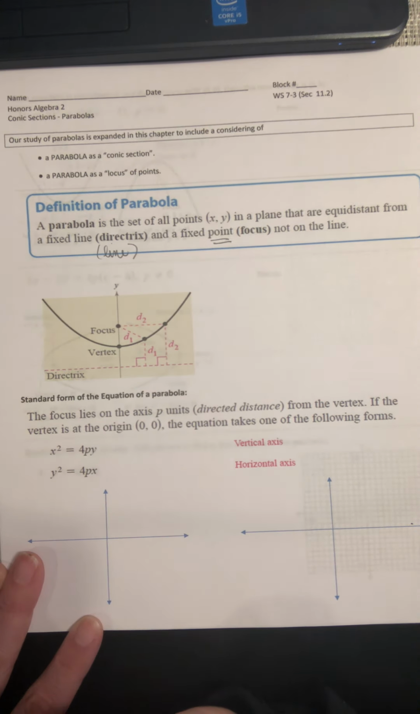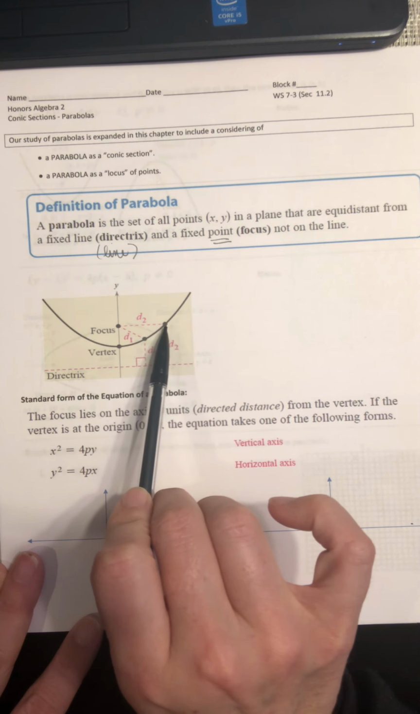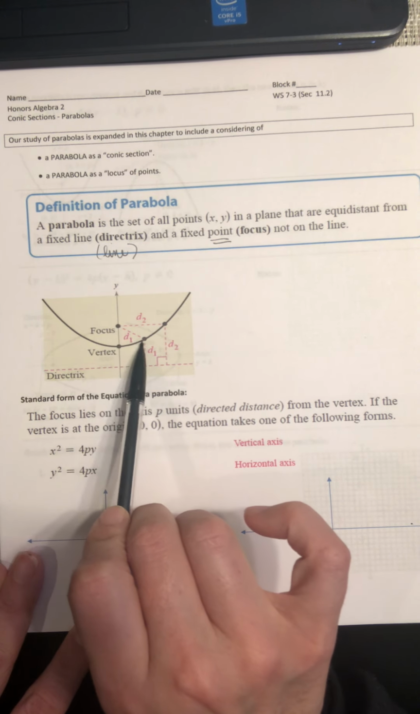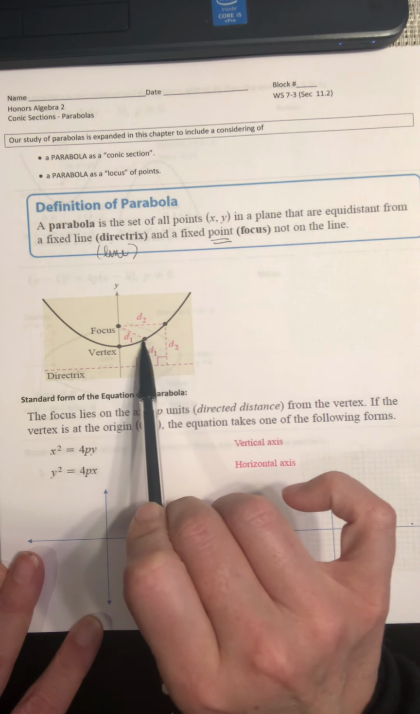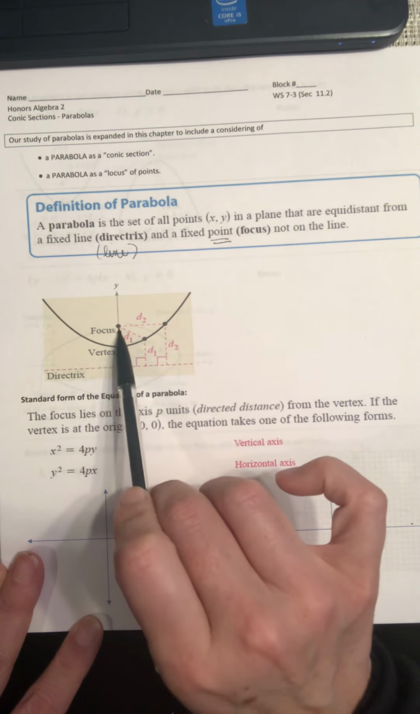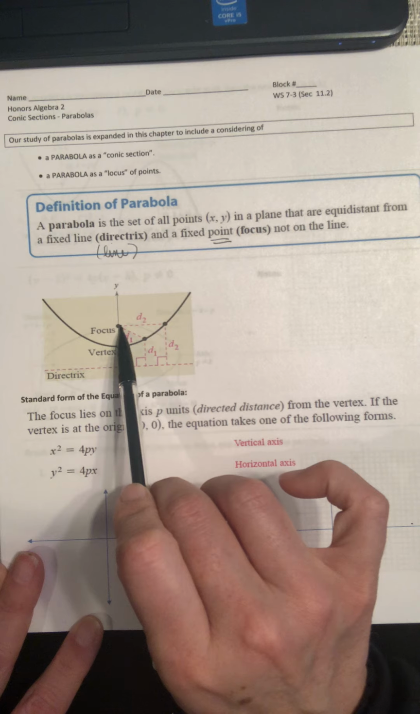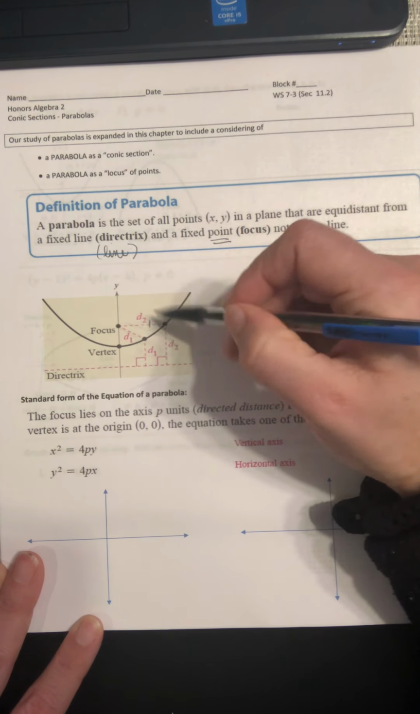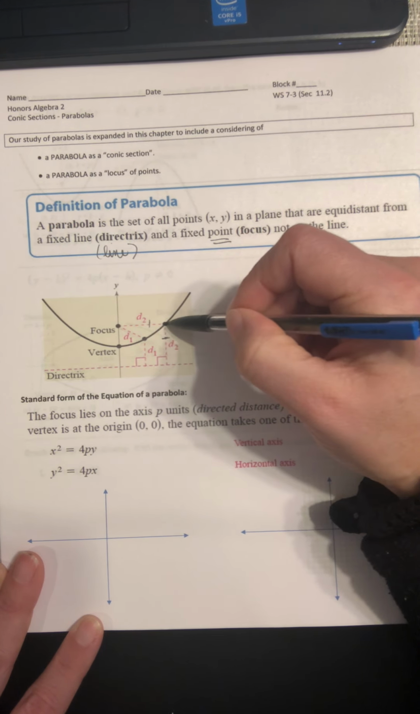There's still going to be a vertex like we're used to, but if you take a look here, every point, so here's our first point, here's our second point. From point 1, if I measure the distance here from the focus to that point, and then from that point to the directrix, which is just a line, those distances will be equal. And then as I continue up on the parabola, the distance increases, but the distance from this focus to this directrix is the same to that point.